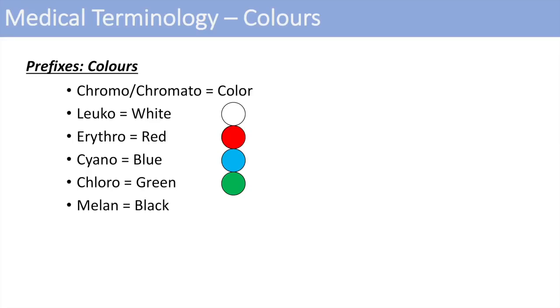Melan or melano is black, so melanoma. And the last one is one that you very rarely ever hear, which is flav. It means yellow. So you guys may have heard of these before.